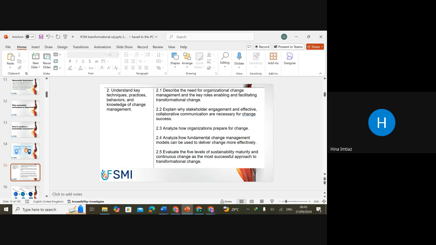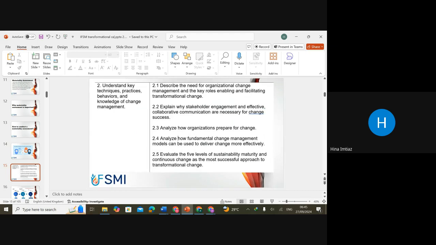So you have to explain in the next question why stakeholder engagement and effective collaborative communication are necessary for change success. And you have to analyze how the organization prepares for the change. Okay, you have to give the answer in which you will tell how an organization must prepare their employees, their entire structure before bringing transformational change.